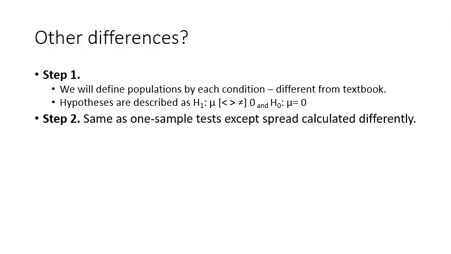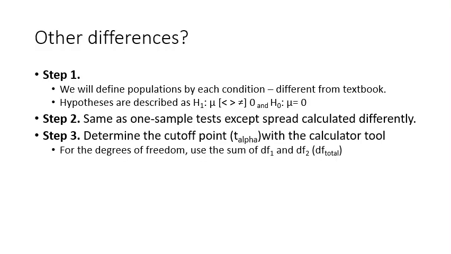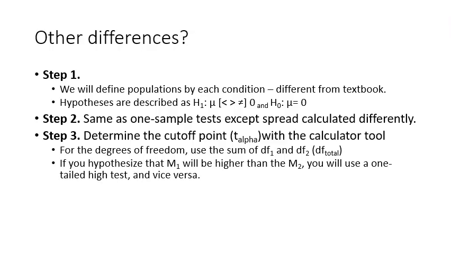In step 2, we've already gone through this. It's going to be the same as the one sample tests, in fact the paired sample test specifically, except we're going to calculate spread differently. And we went through that on the last slide. In step 3, we're still going to use that calculator tool to find out T alpha, the cutoff point. For degrees of freedom, though, we'll use the sum of degree of freedom 1 and degree of freedom 2. And we also will identify the tails based on whether we're predicting that the first mean would be higher than the second mean, or the second mean would be higher than the first mean. And so if you predict the first one is higher, it's a one-tailed high test.